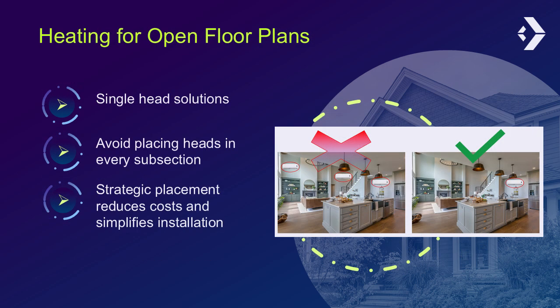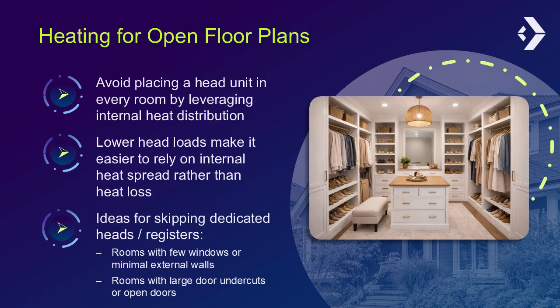Another option, sprawling layouts with open floor plans can be served by one well-placed head, rather than a head in each subsection of the layout. Another, put a ceiling cassette at the top of the floor landing to spread heat across the top floor, rather than putting a head in each room. With all of these, the lower the load, the easier it is to trust the heat to spread through the house internally, rather than escaping out the walls and windows. Rooms with few windows, small stretches of external wall, large door undercuts, or door openings are all good candidates to be kept within reasonable comfort levels without their own dedicated indoor head or register.